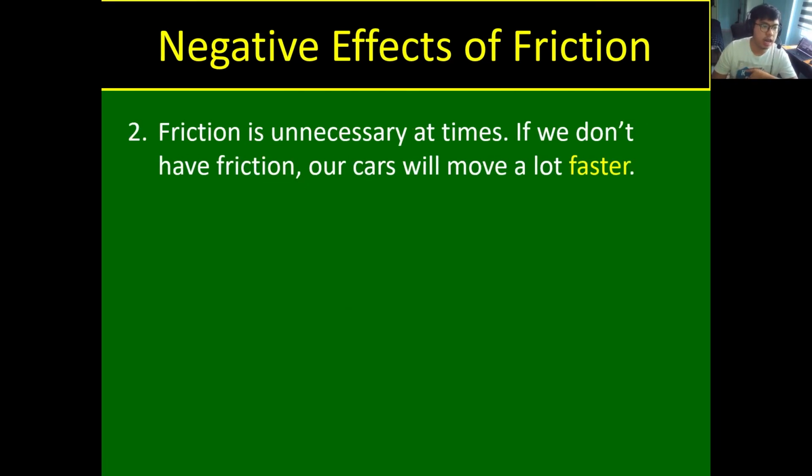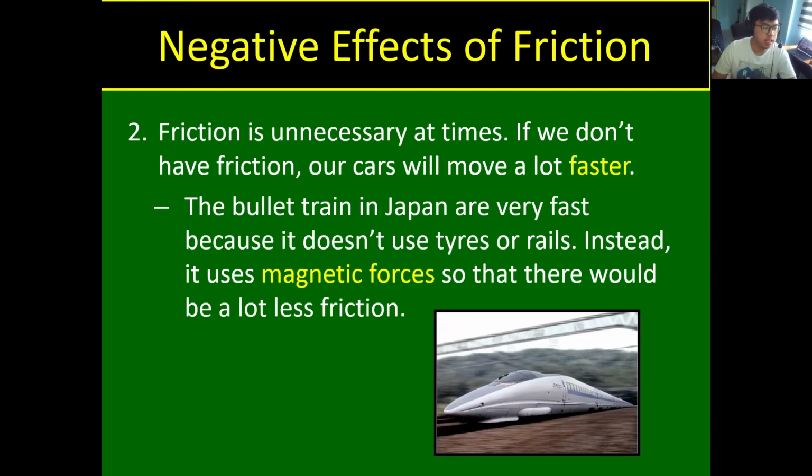Friction is also unnecessary at times. If we don't have friction, our cars will move a lot faster. So friction is one of the main reasons why things move slower than it should be. An example is the bullet train in Japan, which is very fast because it doesn't use tires or rails. Instead, it uses magnetic forces, so there will be a lot less friction. So this train here, it doesn't have any wheels or anything like that. It is floating above ground because it uses magnets in order to float above ground, and therefore it can move very fast.